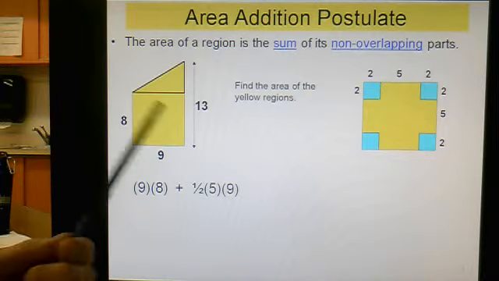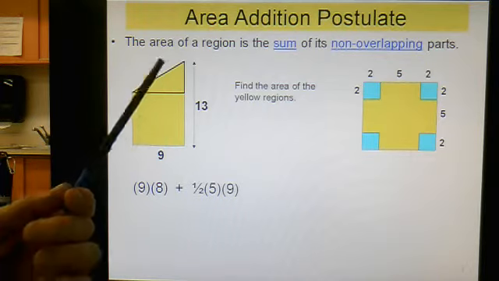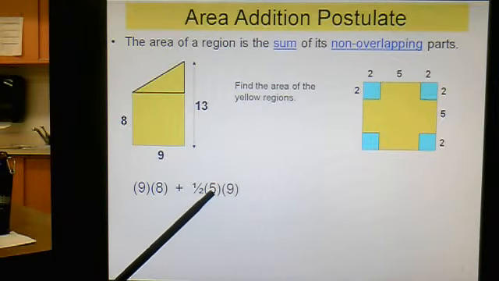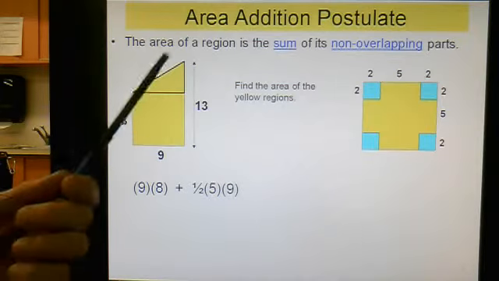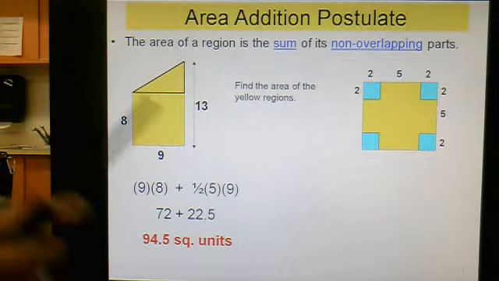So area of the entire yellow would be 8 by 9, 72 for this piece. This is a triangle, so I'm going to do 1/2 times my base times my height. So 9 times 5, 13 minus 8 is 5. I think you get a decimal for this, around 22.5. Sum those together and you get 94.5 units squared, or square units. So that's area addition. This would be area subtraction.